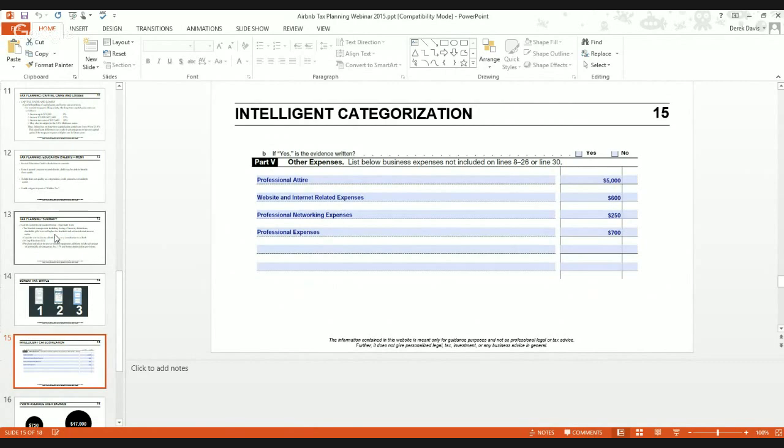The next is professional networking expenses as well as professional fees. Professional fees can also include your Learn Airbnb fees, which are phenomenal expenses that will help you reduce the amount of taxes that you end up paying.